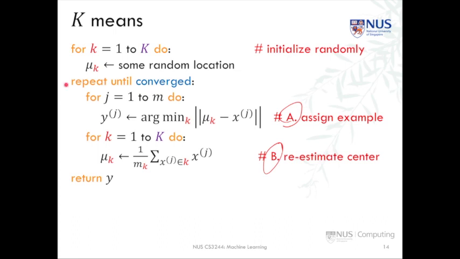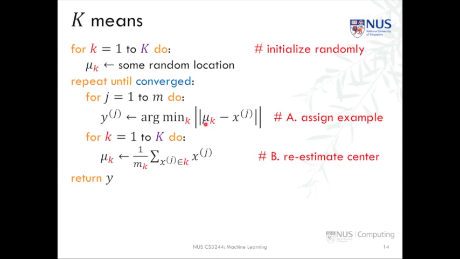Then we're going to repeatedly re-estimate the point memberships as well as the location of these centers mu. We're going to do so until we've converged, by using any number of stopping criteria, including the one that we talked about on the last slide. For the first step, we're going to step through all the points in our data set, all m points, and we're going to calculate the membership y to a particular point j by looking at the one that has the minimal distance.